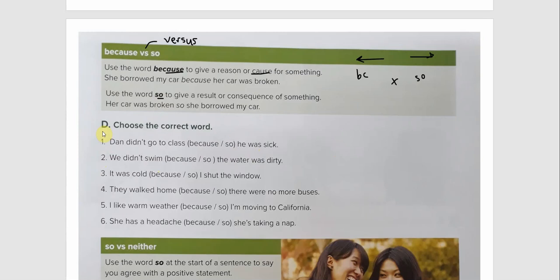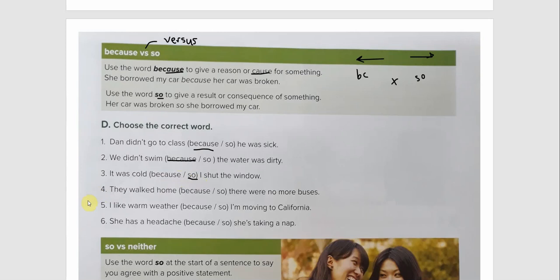Dan didn't go to class because he was sick. It is the cause. He was sick is the cause for not going to class. Dan didn't go to class because he was sick. Number 2, we didn't swim because the water was dirty. It was cold, so I shut the window.